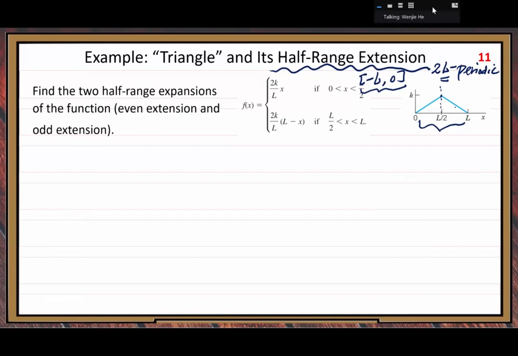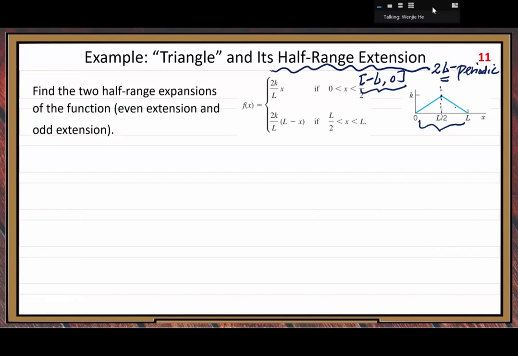But when we do the extension, there are two commonly used ways to do it. The first one is even extension. The second one is odd extension. So what's that, even?